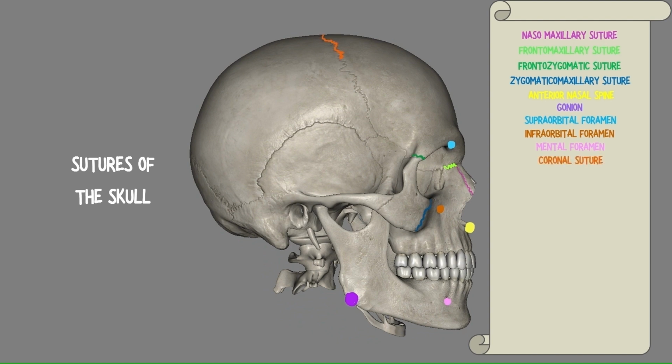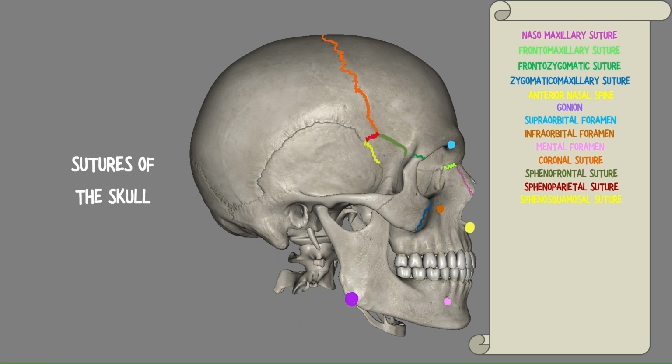The coronal suture is the cranial suture formed between the two parietal bones and the frontal bone. The sphenofrontal suture is a cranial suture where the frontal bone meets the sphenoid bilaterally. The sphenoparietal suture is the cranial suture between the sphenoid bone and the parietal bone bilaterally.